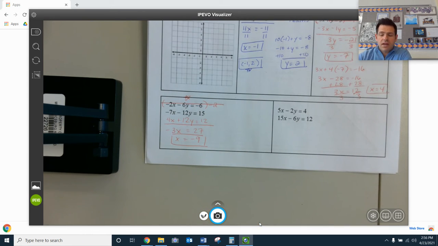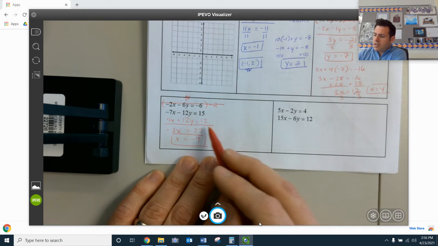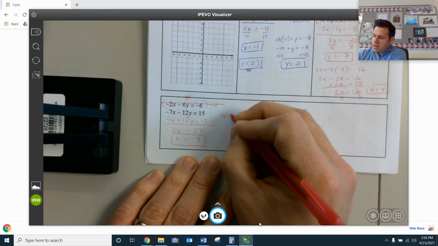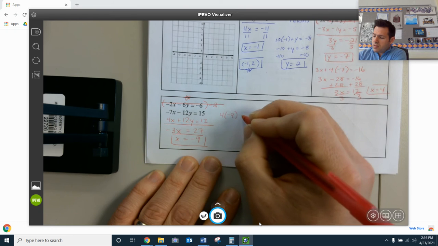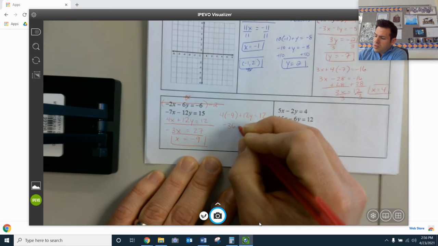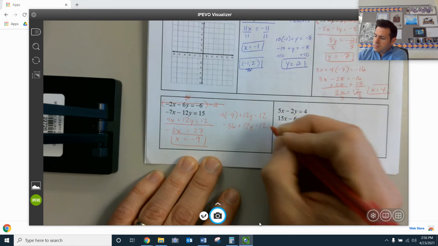Not good enough. I need to make sure that I get a y value to go along with that x because we're dealing with solutions that are points on a graph. I'll take the negative 9 and plug it in. I'll go ahead and use the one in red here. Doesn't matter which equation you choose to plug it into at the top. Just make sure you do the right math work. Multiplication there when we substitute that value in.